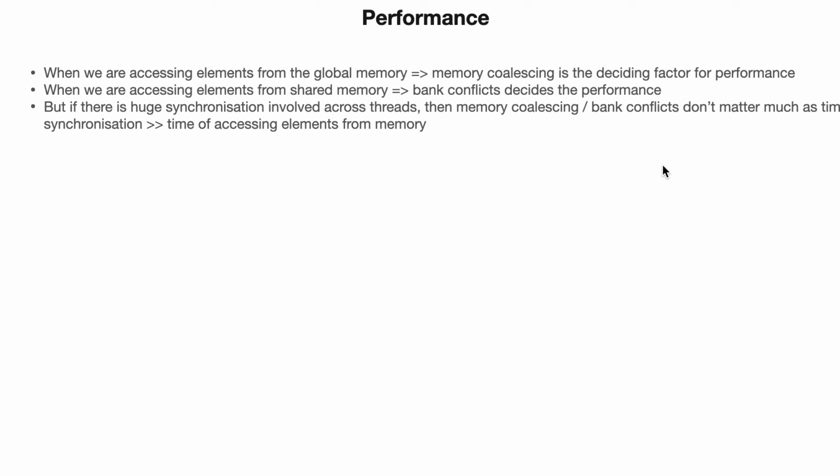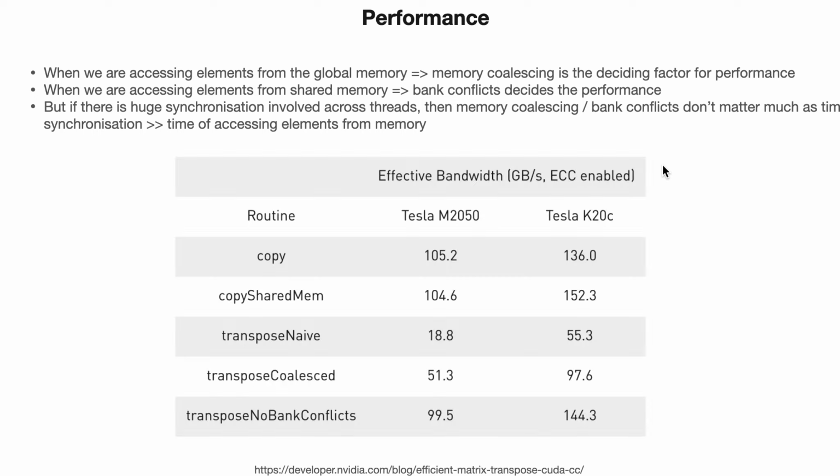Performance. When we are accessing elements from the global memory, memory coalescing is the deciding factor for performance. But when we are accessing the elements from the shared memory, bank conflicts decide the performance. But please note that if there is a huge synchronization involved across threads, then memory coalescing and bank conflicts don't matter much, as the time for synchronization would be much more than the time for accessing the elements from the global memory or the shared memory. So this is the benchmark I copied from the NVIDIA blog post.